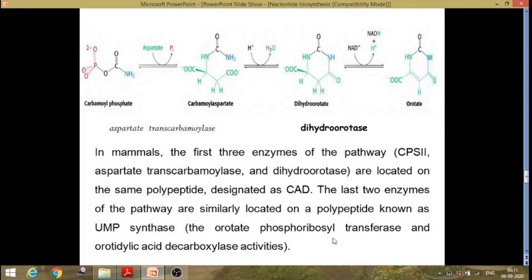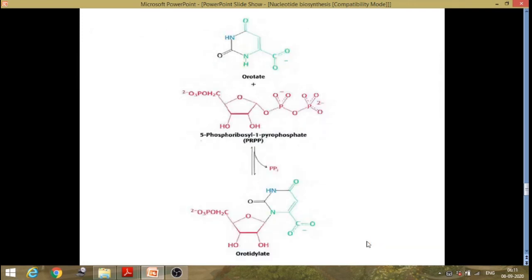Okay, let's see the next step. So next is the coupling of orotate, the pyrimidine ring that has been formed, with the ribose unit. The orotate then reacts with 5-phosphoribosyl 1-pyrophosphate, generally called PRPP.